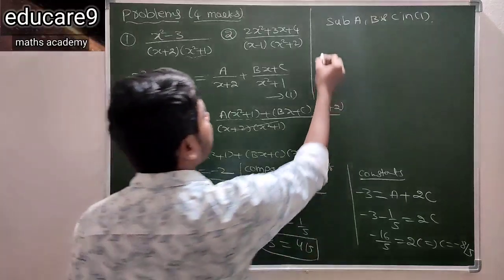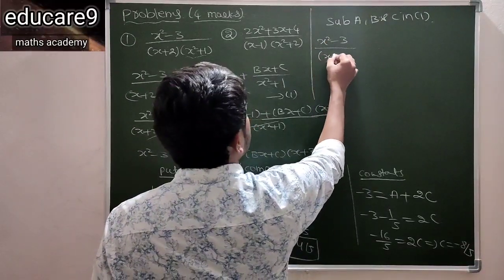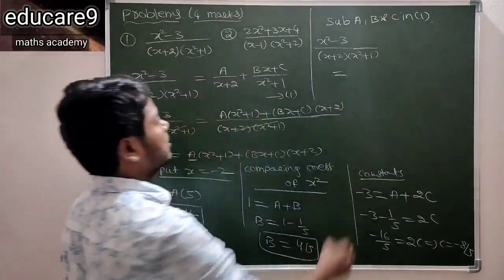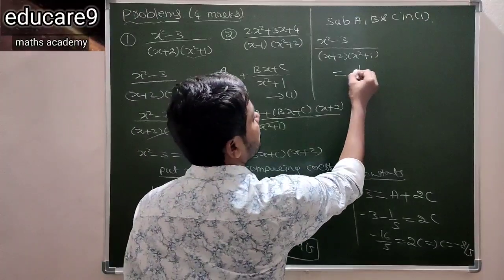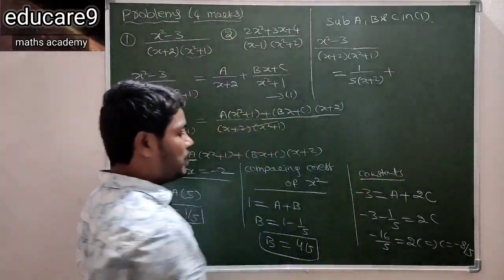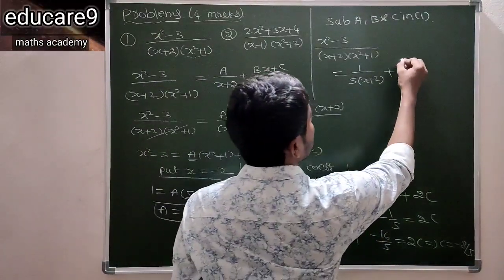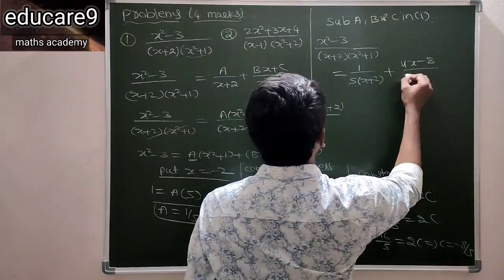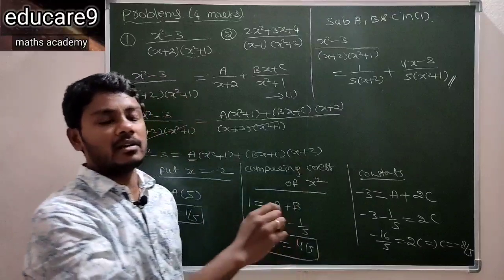So what you get? (x square minus 3) by (x plus 2)(x square plus 1) is equal to a by x plus 2. What is a? 1 by 5. So 1 by 5 times (x plus 2) plus (bx plus c) by (x square plus 1), that is 4x by 5 and minus 8 by 5, over x square plus 1. So this is the required answer.